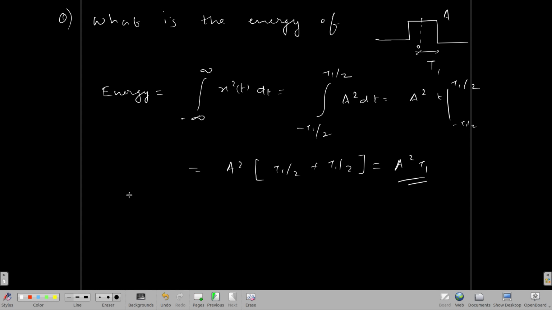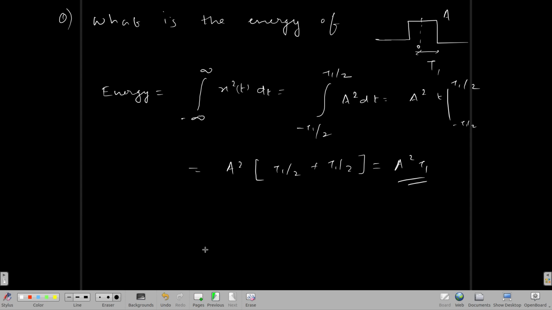If you have a discrete signal, what will you do? Instead of integrating, you will find the sum of x squared of n. Integration itself is just a summation over a continuous signal or a continuous period of time.